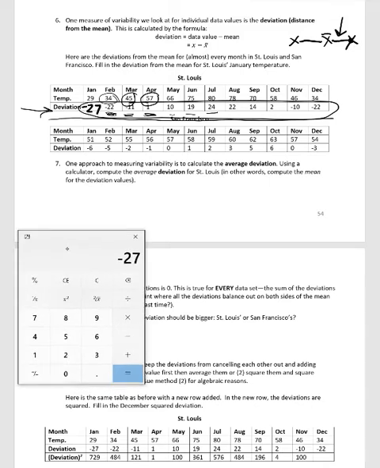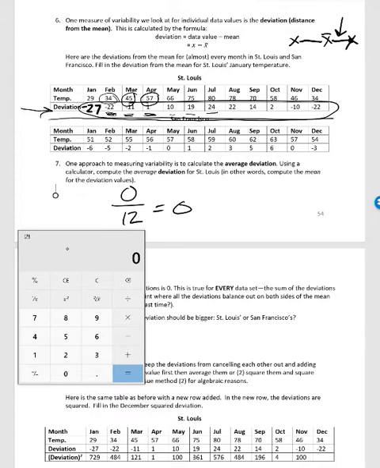All right, so I'm going to do plus 22 minus. And I get, okay, I added them all up and I get 0 divided by 12 is 0.